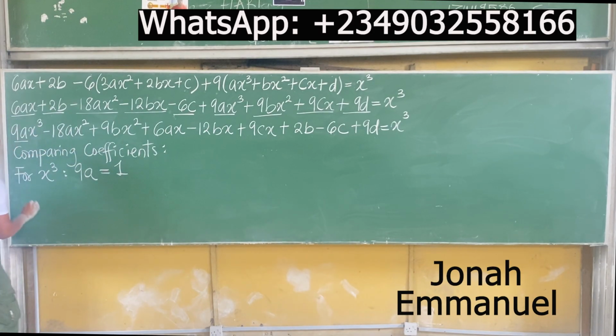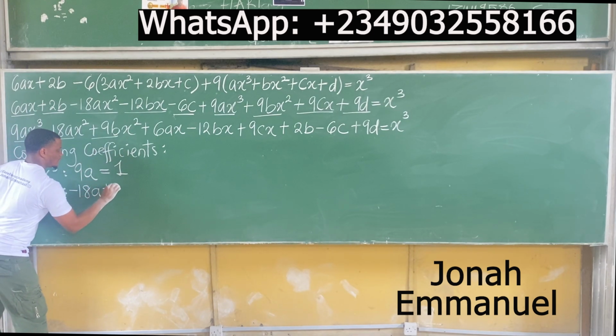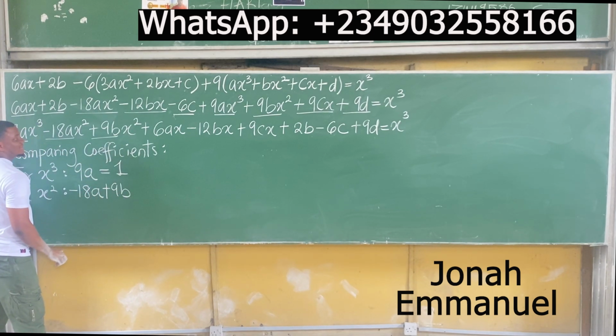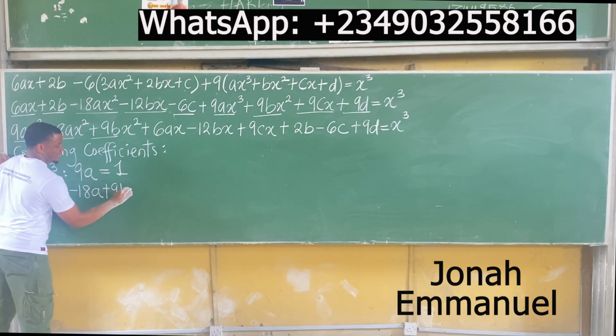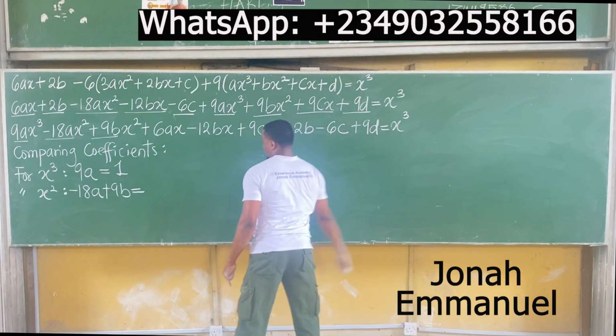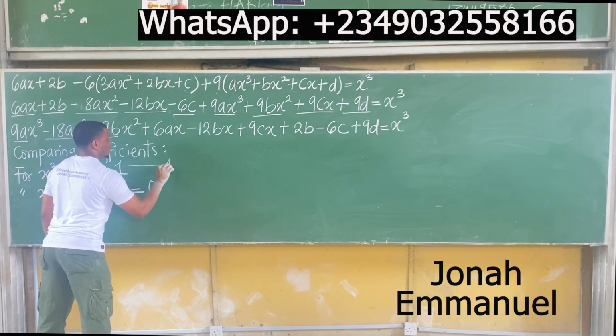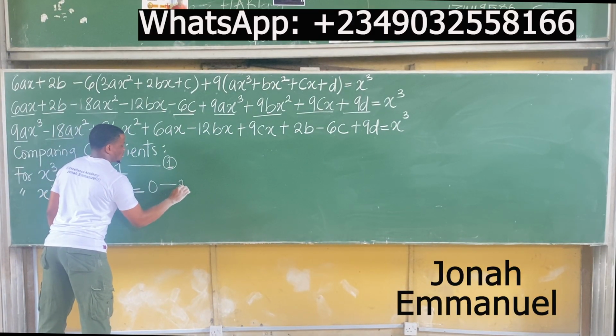Okay. Let's take for x squared. For x squared, what terms contain x squared? Minus 18a plus 9b. That's all the terms having x squared. Is it equal to any x squared here? No. So it's equal to what there? 0. Call this equation 1. Call this equation 2.